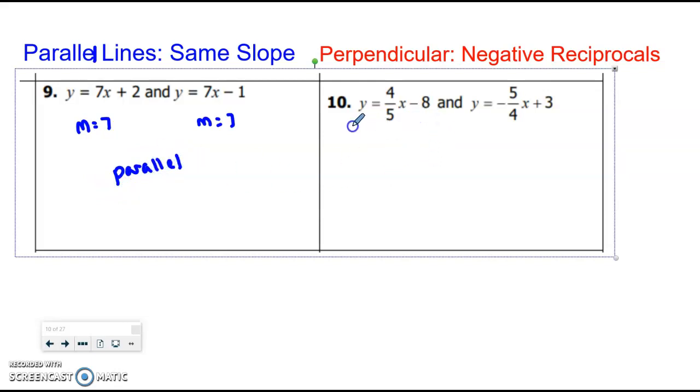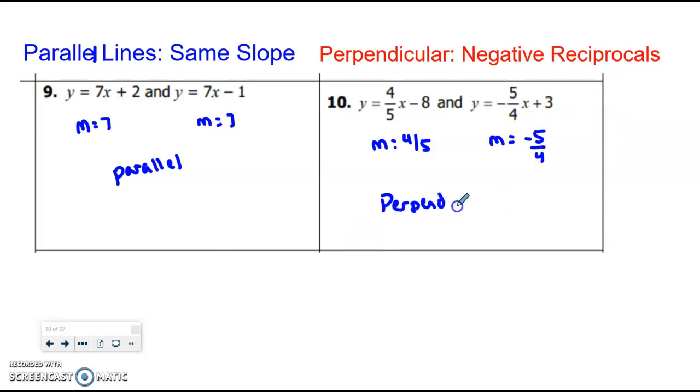If I look at number 10, I got 4/5, and that's the slope of that first line. And the slope of this line is negative 5/4. So they aren't the same, so they are not parallel. Are they negative reciprocals of each other? 4/5, if I flip it, I would get 5 over 4 with a negative. So yes, they are perpendicular to each other.